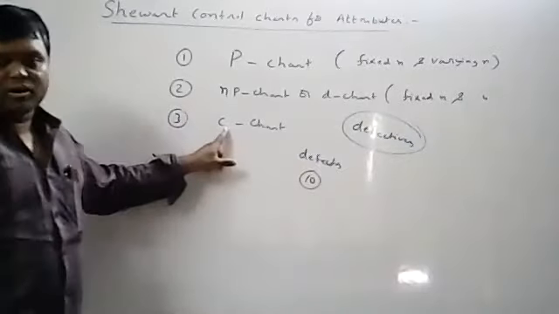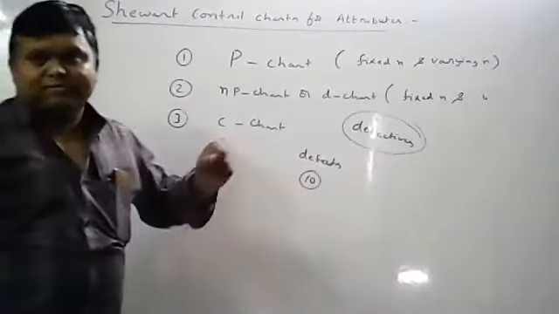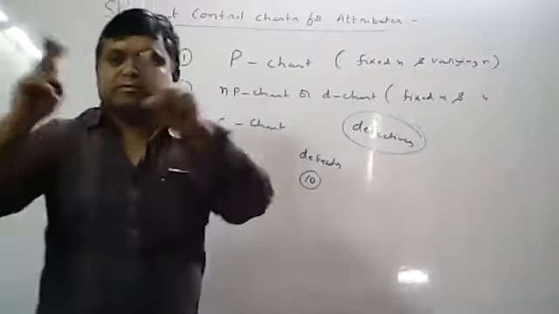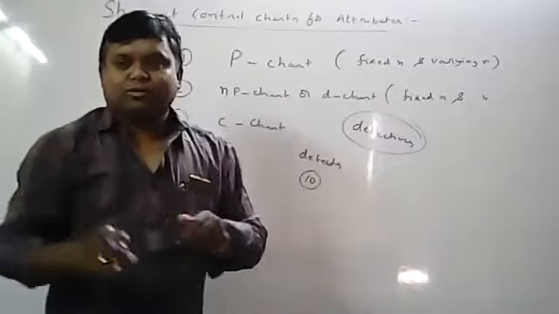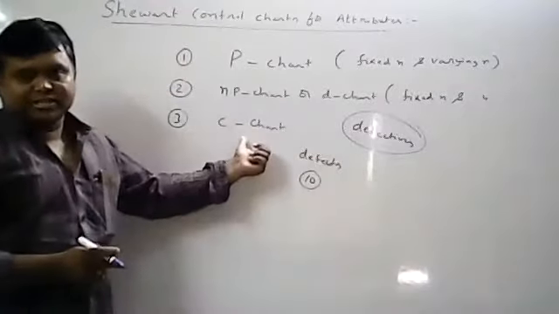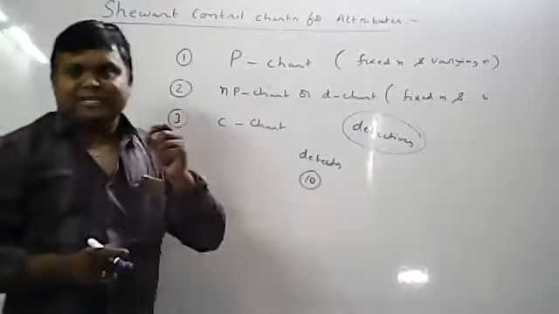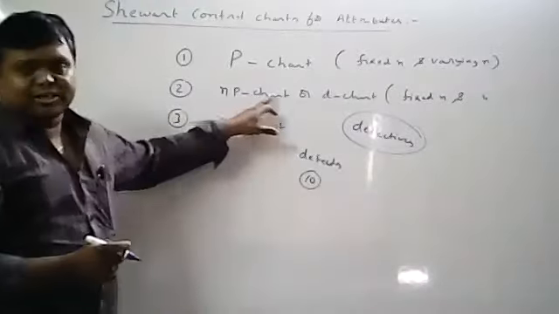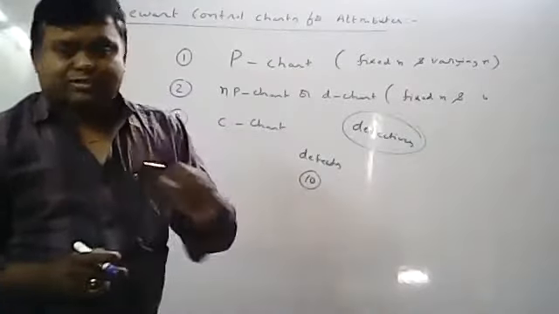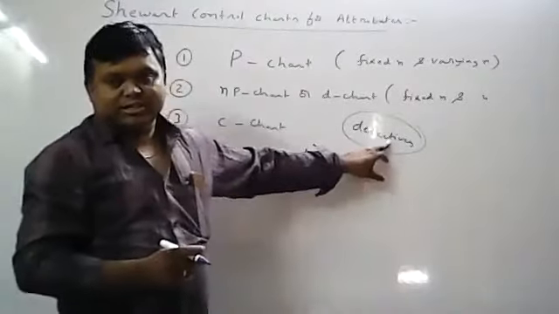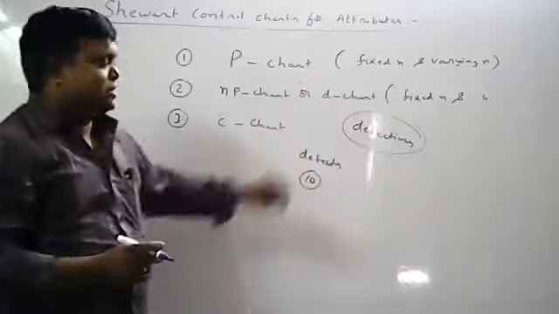So C chart is also called number of defects per unit. Per unit means if you consider a piece of cloth, how many defects are there, how many holes are there? That gives C chart. NP chart or D chart is the control chart for number of defectives. That is the difference between C chart and NP chart.